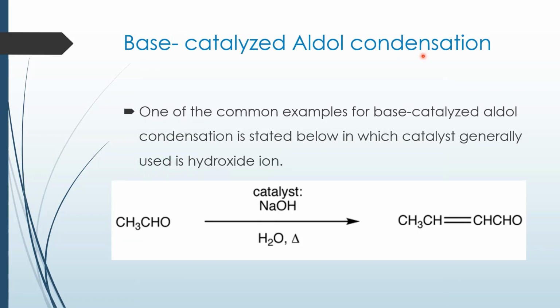Now, base catalyzed aldol condensation. One of the most common examples for base catalyzed aldol condensation is stated below, in which the catalyst generally used is hydroxide ion. That is, NaOH we are using here as a base. This is a molecule of acetaldehyde. When it reacts with NaOH, which is a base, it will give you an alpha beta unsaturated aldehyde as a product.